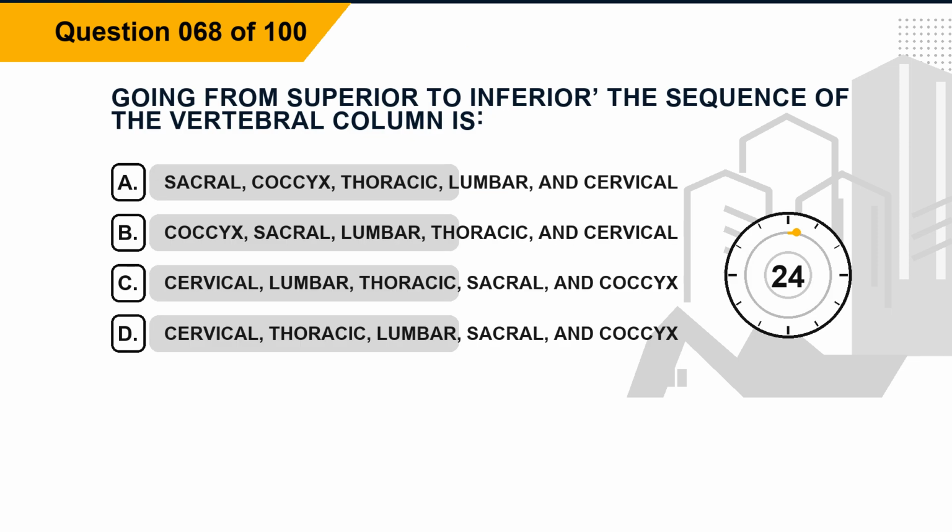Question 68. Going from superior to inferior, the sequence of the vertebral column is: Option A. Sacral, coccyx, thoracic, lumbar, and cervical. Option B. Coccyx, sacral, lumbar, thoracic, and cervical. Option C. Cervical, lumbar, thoracic, sacral, and coccyx. Option D. Cervical, thoracic, lumbar, sacral, and coccyx. The correct answer is option D.